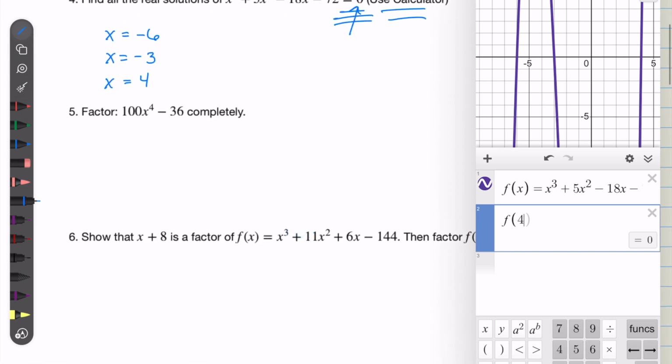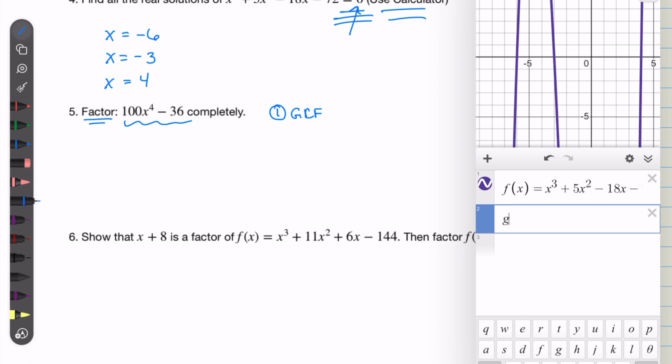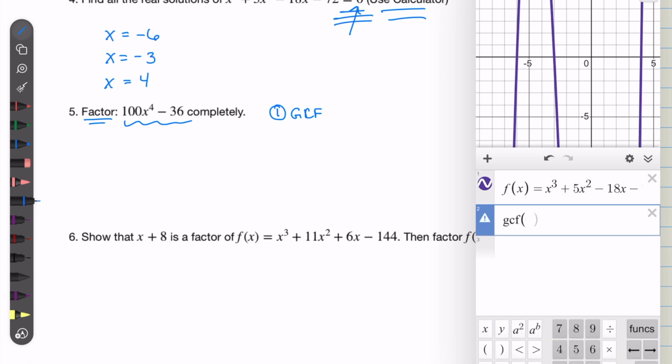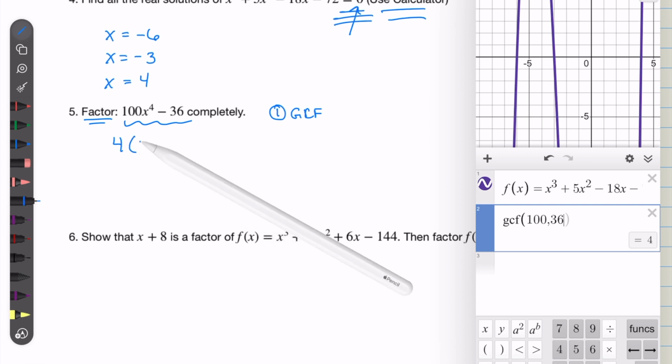Number 5, let's factor this guy, because it says to. So I'm going to run through my factoring sheet. It says look for a GCF first. And I go to my calculator if I don't know the GCF. I put in my two numbers. I've got a 100 and a 36. The GCF is 4, so I take a 4 out. And 100 divided by 4 is 25, and 36 divided by 4 is 9.